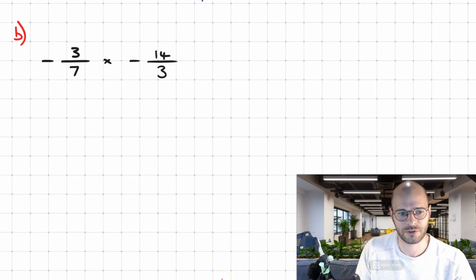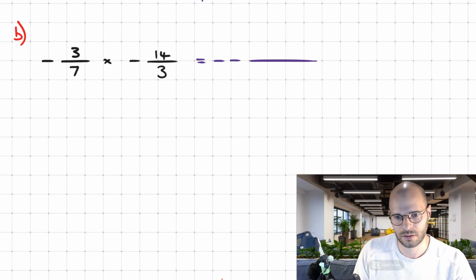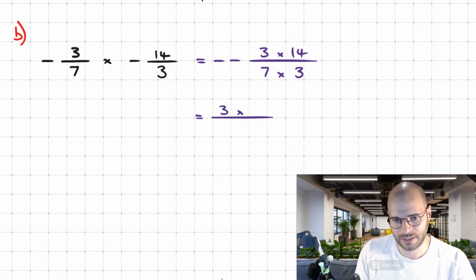We have negative 3 over 7 times negative 14 over 3. We simplify this by using the exact same method we used above. We start off and we get our two negatives and we write them out front together. We then draw an extended vinculum. We're going to say 3 by 14 because those are our numerators, and 7 by 3 because they're our denominators. Next, we're going to simplify those two negatives and they're going to turn into a positive. So we end up getting 3 by 14, 7 by 3.